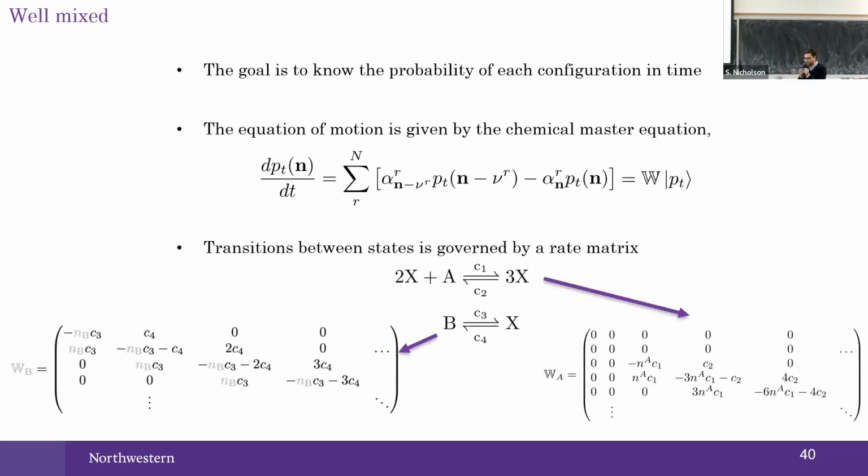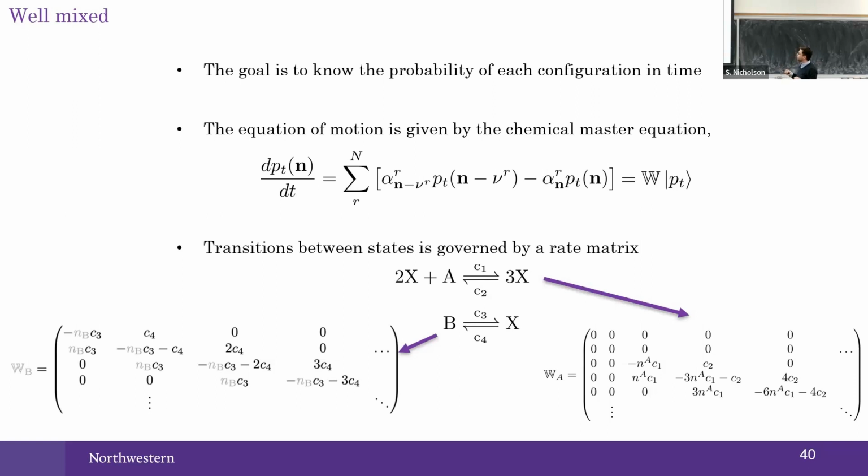Instead of making a list of each configuration and asking the change in probability, if we're in the well-mixed regime, we can write this down in matrix form. For each set of reactions, we can figure out what the transition matrix, as it's called, is that represents those reactions. So for example, our B goes to X and back. Here is the transition matrix. The off diagonals simply give us the transition rate between configurations due to that reaction. The diagonal is there to conserve probability.